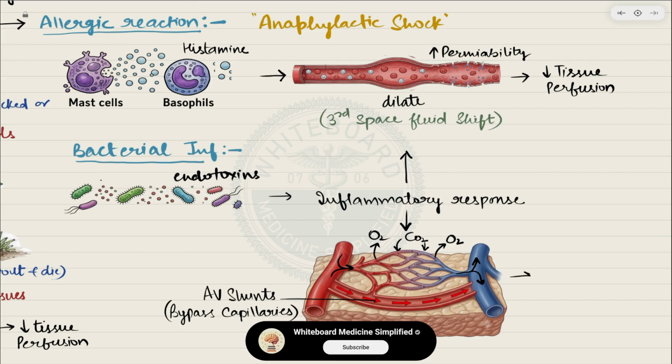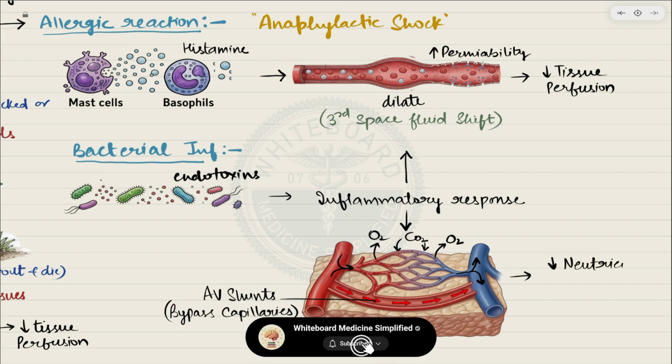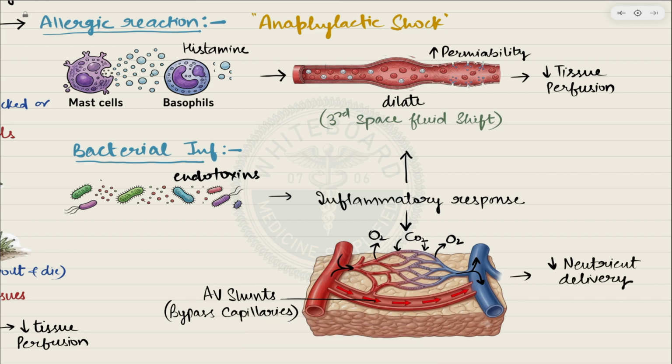Consequently, oxygen and nutrients are not delivered effectively to the tissues, while waste removal is also impaired. As a result, even though blood may still be circulating through the body, many cells receive an inadequate supply of oxygen and nutrients. Consequently, cellular hypoxia develops, tissue perfusion decreases, and organ function begins to deteriorate.